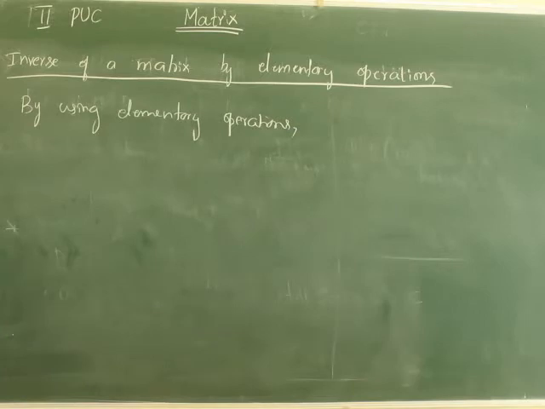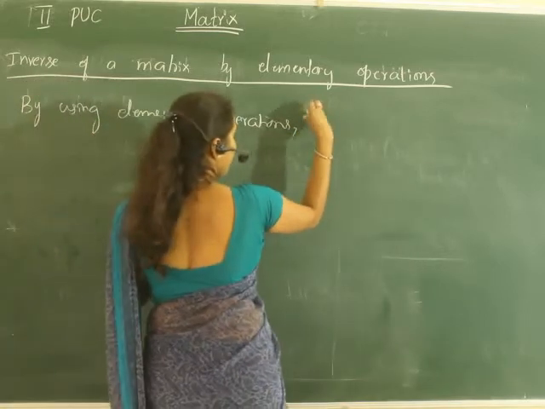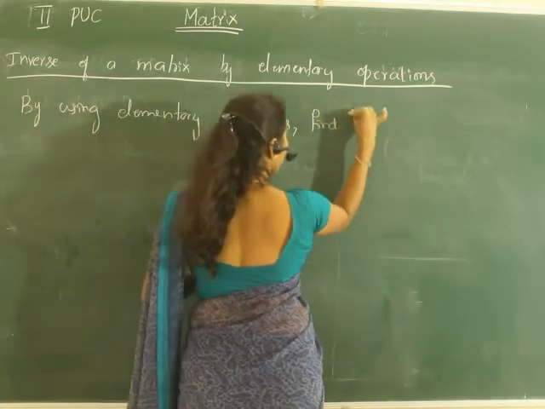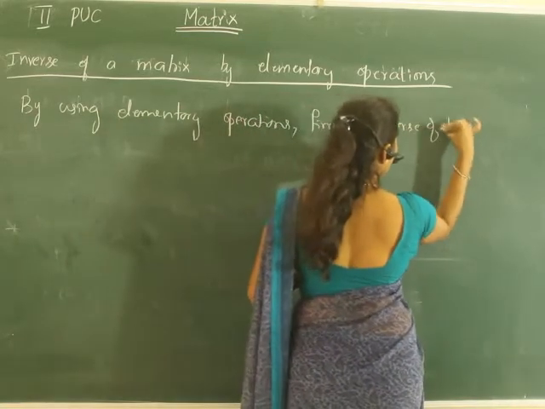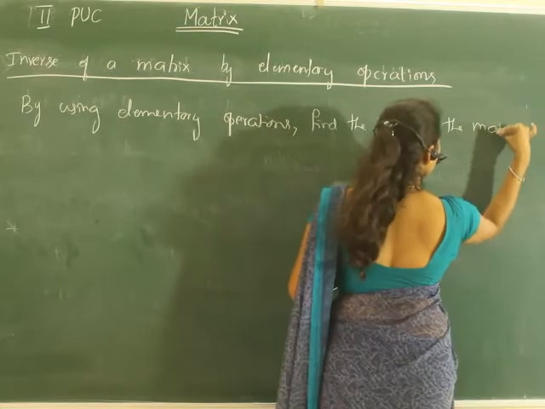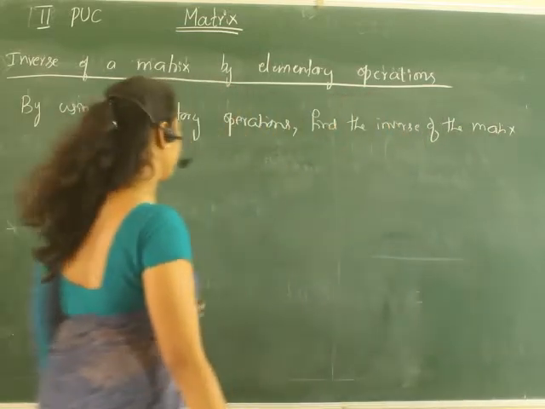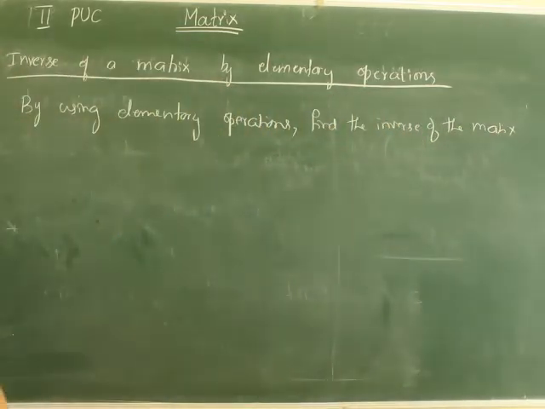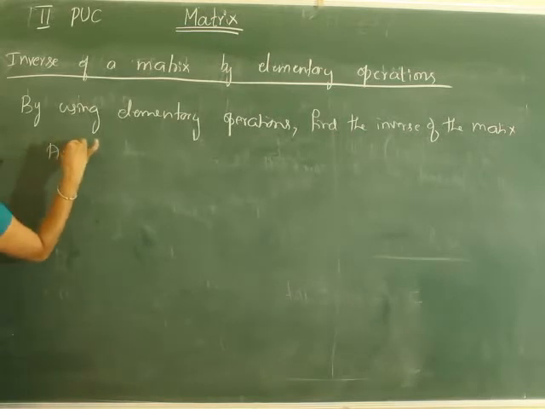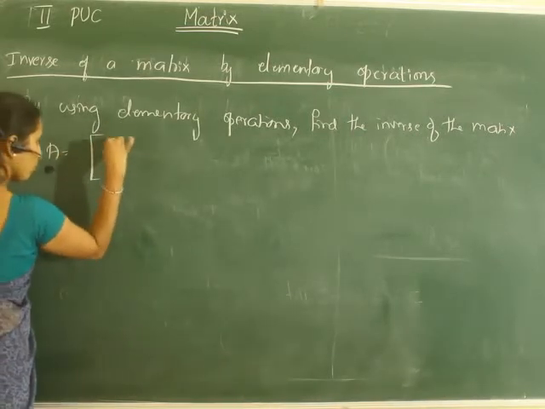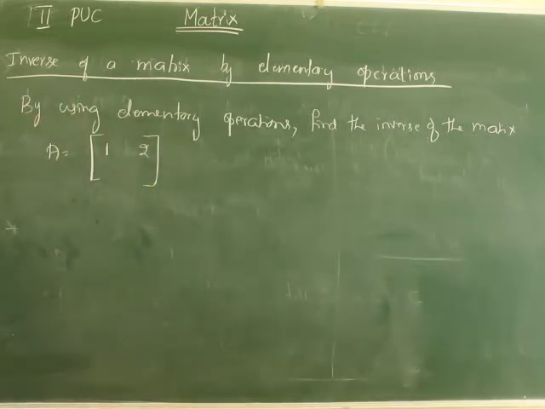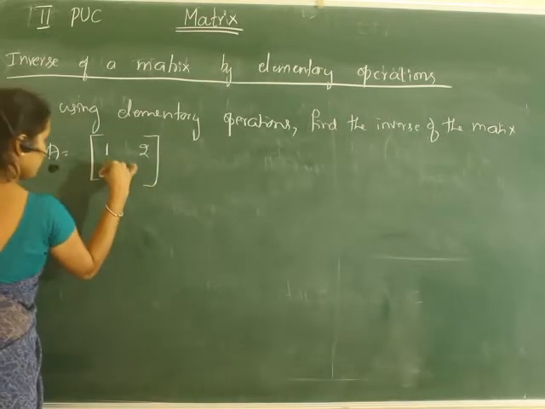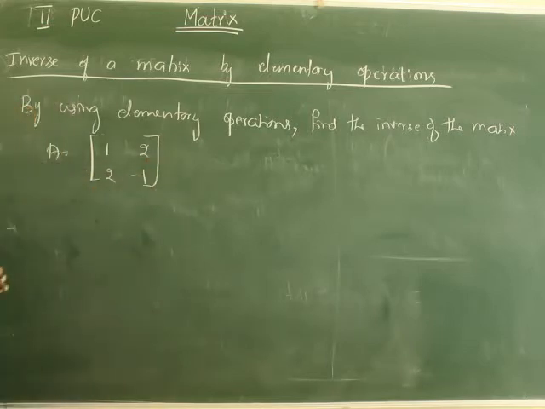Find the inverse of the matrix. Matrix A is equal to 1, 2, then 2, minus 1. So this is the matrix.